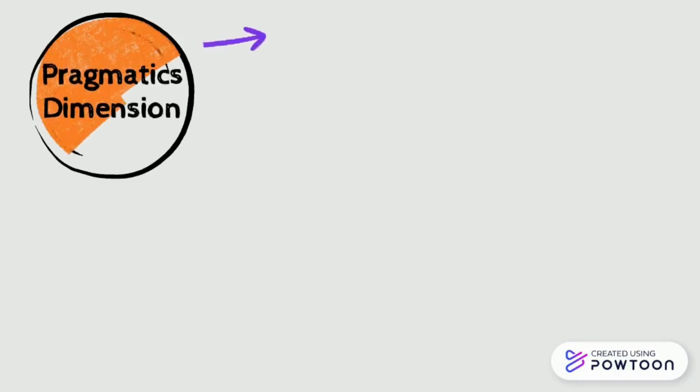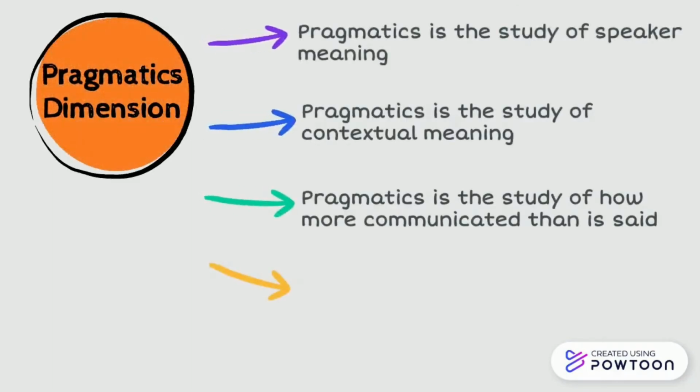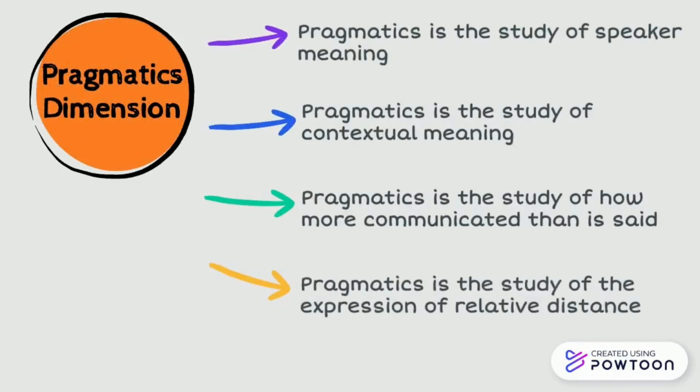Next, there are four pragmatic dimensions. For the first one, pragmatics is the study of speaker meaning. That means it is concerned with the interpretation of the speaker's meaning by the listener. For example, someone asks, "May I have a glass of water?" The listener interprets that the speaker is thirsty.